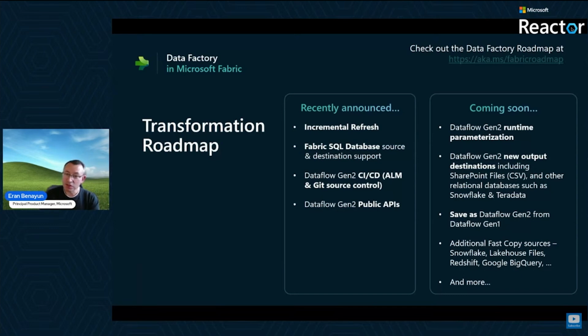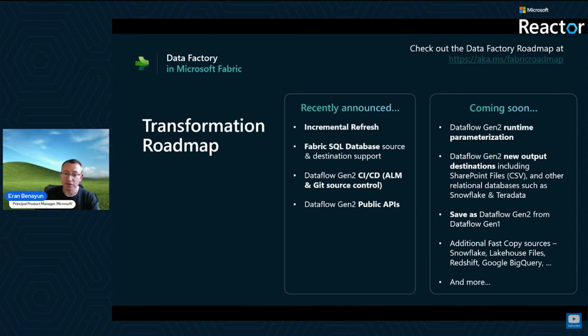Expanding output destinations is also a key area of innovation and investment going forward. One of the top requested new destinations is SharePoint files, CSV, and eventually Excel files. And we also plan to expand to many more relational databases, not only within the Microsoft ecosystem, but beyond that, such as Snowflake and Teradata and many others in the future. So do raise your requests through the Fabric Ideas Forum, and we'll consider that in future enhancements.